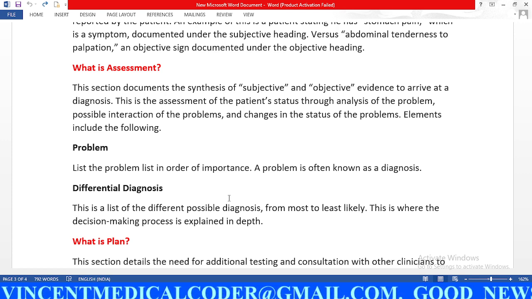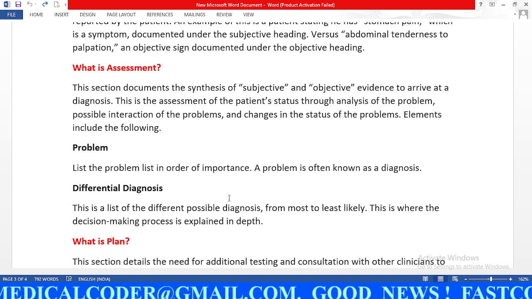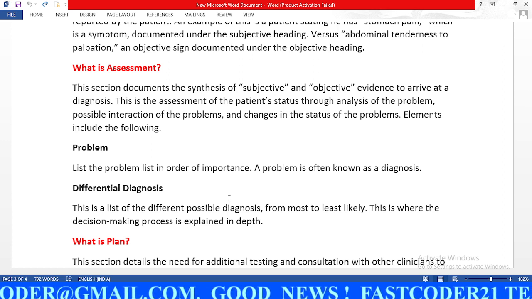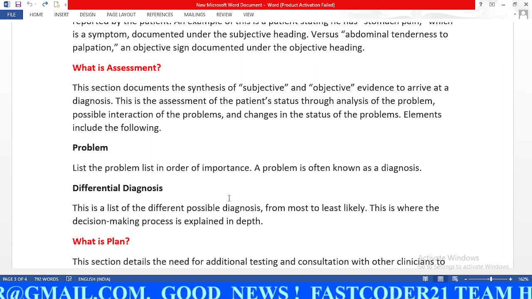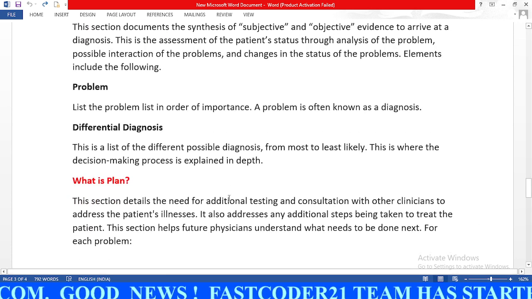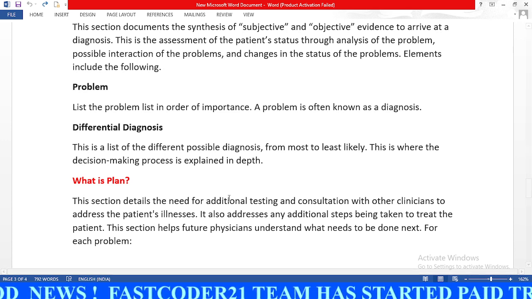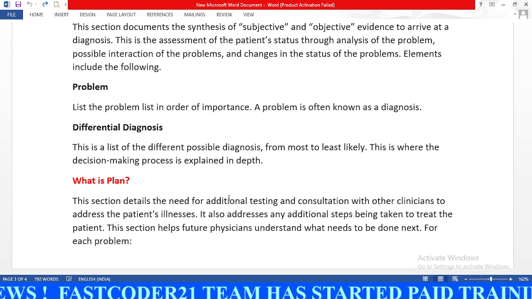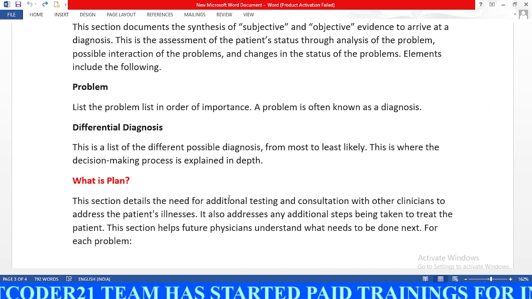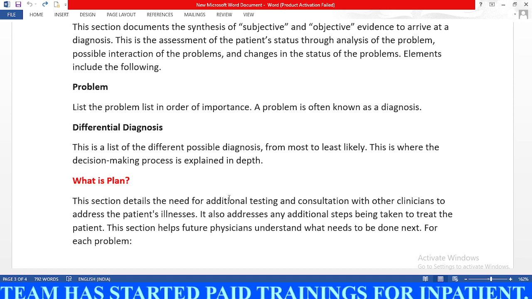In assessment, the following elements are included. First one is problem. List the problem list in order of importance. A problem is often known as a diagnosis. So assessment must contain a diagnosis. Next, differential diagnosis. This is a list of possible diagnoses. We can't code from the differential diagnosis, as differential diagnoses are possible diagnoses. These are not confirmed diagnoses by the physician.